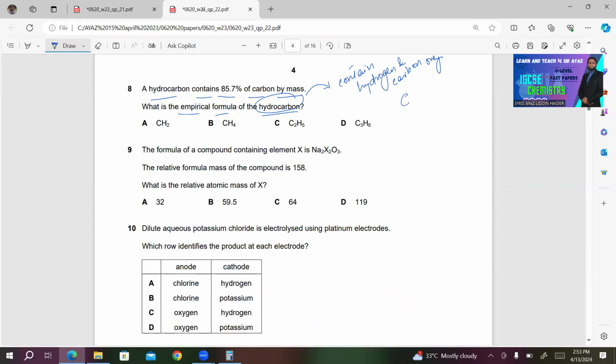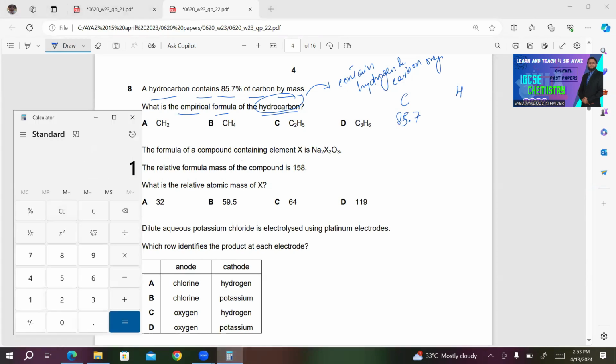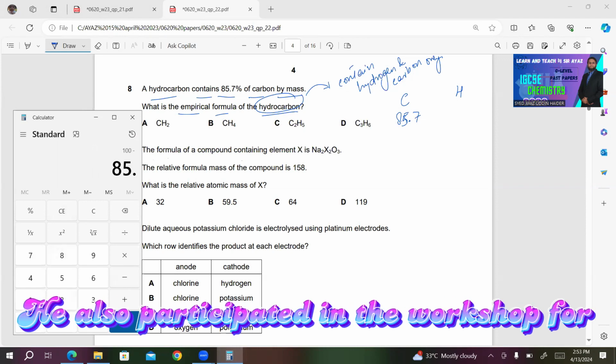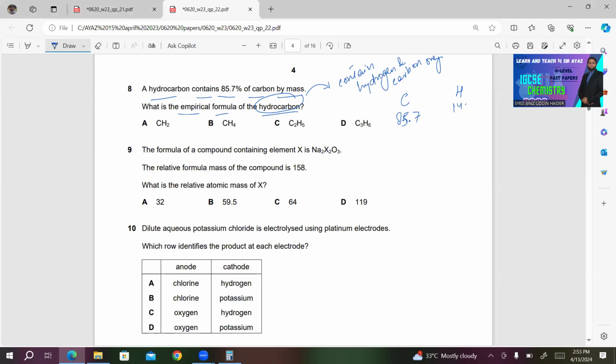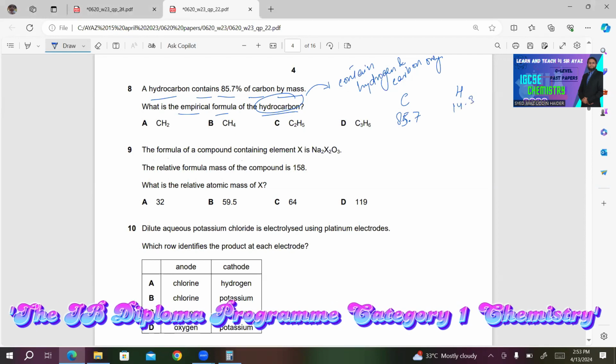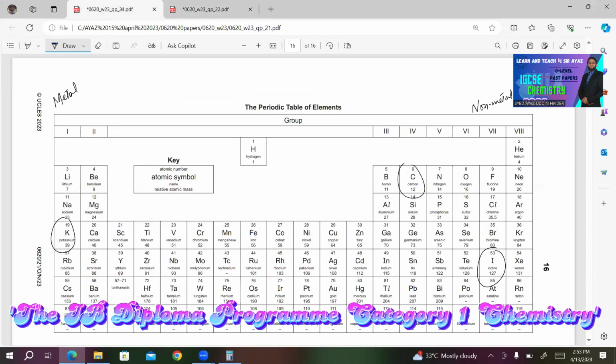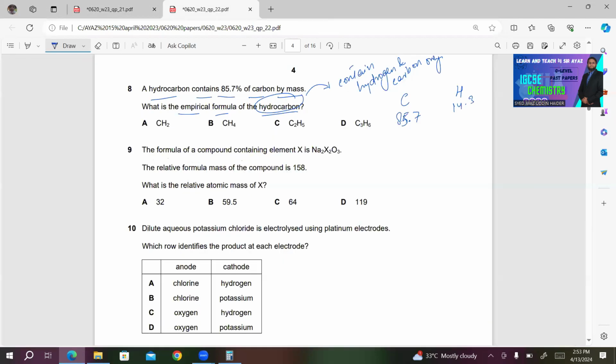So I will write C here. It's 85.7. Hydrogen, 100 minus 85.7, 14.3. The AR of carbon is 12. Hydrogen, it's 1. So I will divide 85.7 by 12 and 14.3 by 1.